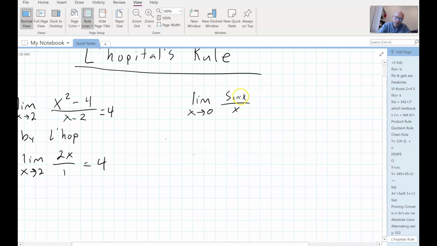But notice when we plug in 0 for sine x, we get 0. When we plug in 0 for x, we get 0. So this is the indeterminate form. So we're going to use L'Hôpital's rule. So by L'Hôpital, I'm just going to write that so people know what I'm doing. This thing is equal to the derivative of sine x, which would be cosine x, over the derivative of x, which would be 1. So then we're just saying, as x approaches 0, cosine approaches 1, right? So that means that this is also equal to 1.